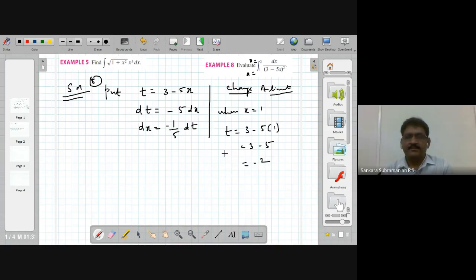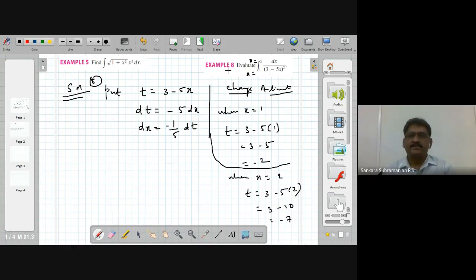And again, when x is equal to 2, the limit t equal to 3 minus 5 into 2. So this is 3 minus 5 twos are 10, which is equal to minus 7. So the new limits are minus 2 to minus 7.